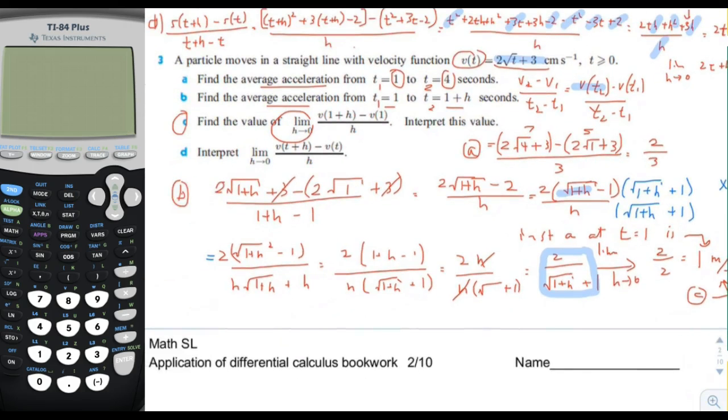Okay, and what about D? Then it says, okay, make an interpretation of this expression here. V of t plus h minus v of t divided by h. As h goes to 0, what is that? It's the instantaneous acceleration. What horrible writing. Instantaneous acceleration. Okay? So that's the answer for D there.